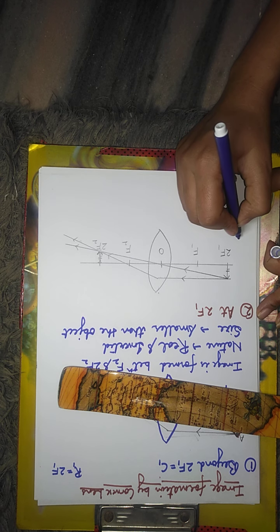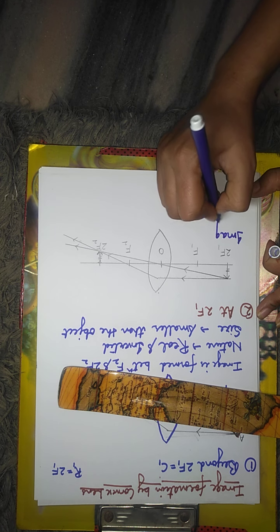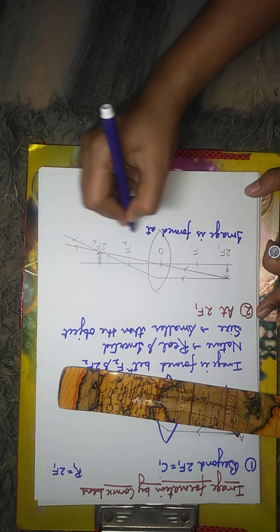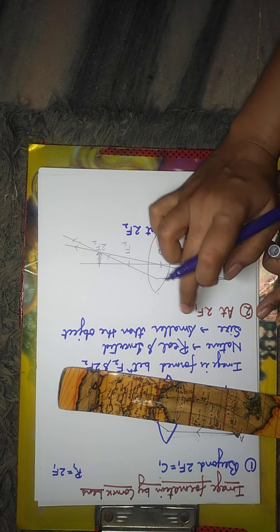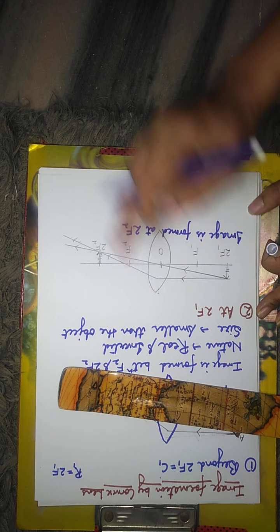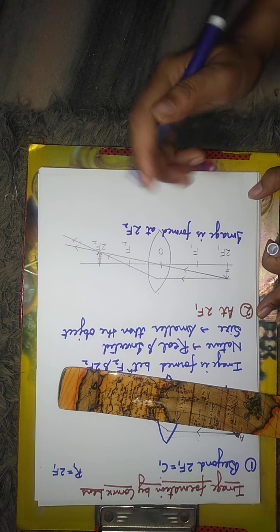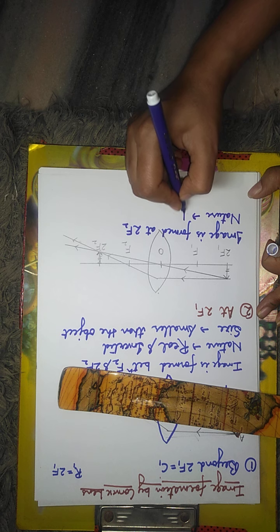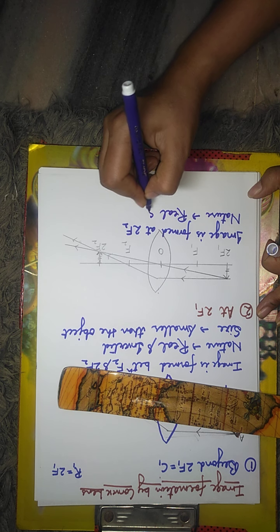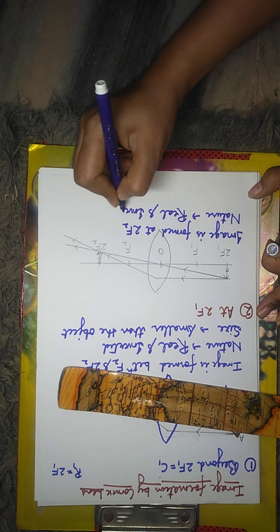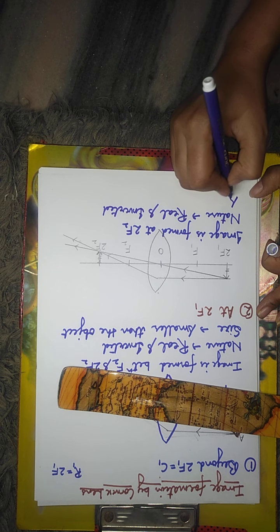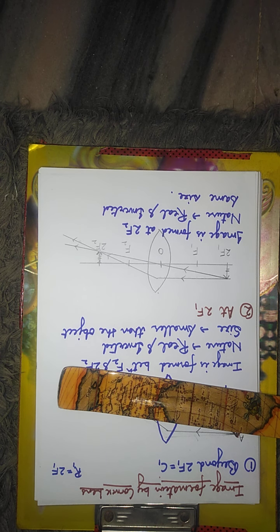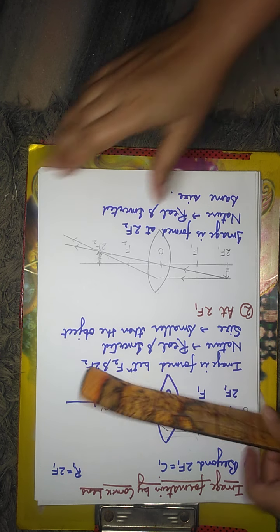So where is the image formed? Image is formed at 2f2. The object is placed at 2f1 and the image is formed at 2f2. What is the nature? Are the rays actually meeting? Yes, they are actually meeting. So the image is real and inverted. Real and inverted. And what is the size? The same size of image is formed. Clear? So now move to the third case.